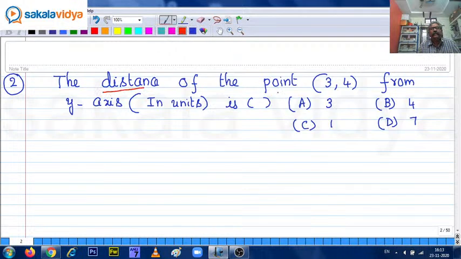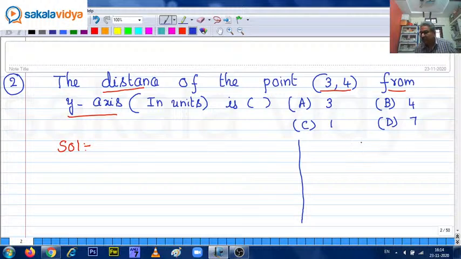The distance of the point 3 comma 4 from y-axis we need to find out. First let me draw the figure; with the help of the figure concept we'll do it. After that I will give the formula. Don't worry. So let us formulate it now. Take the x-axis, this horizontal line, and this is a vertical line. They are mutually perpendicular to each other.